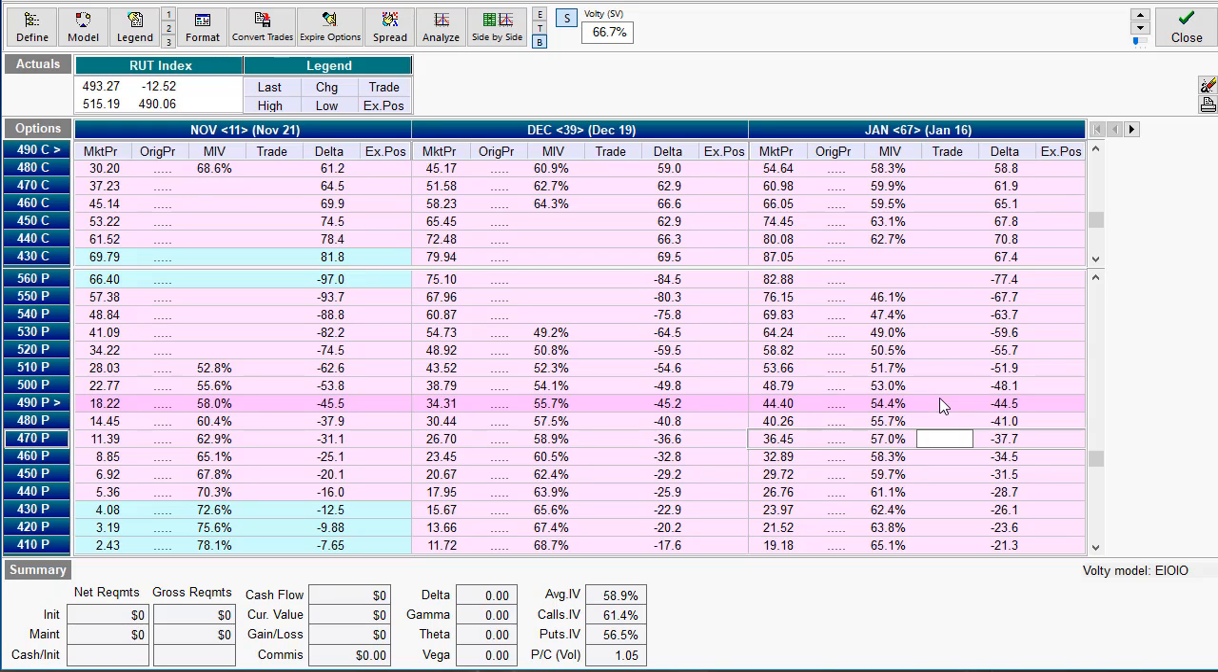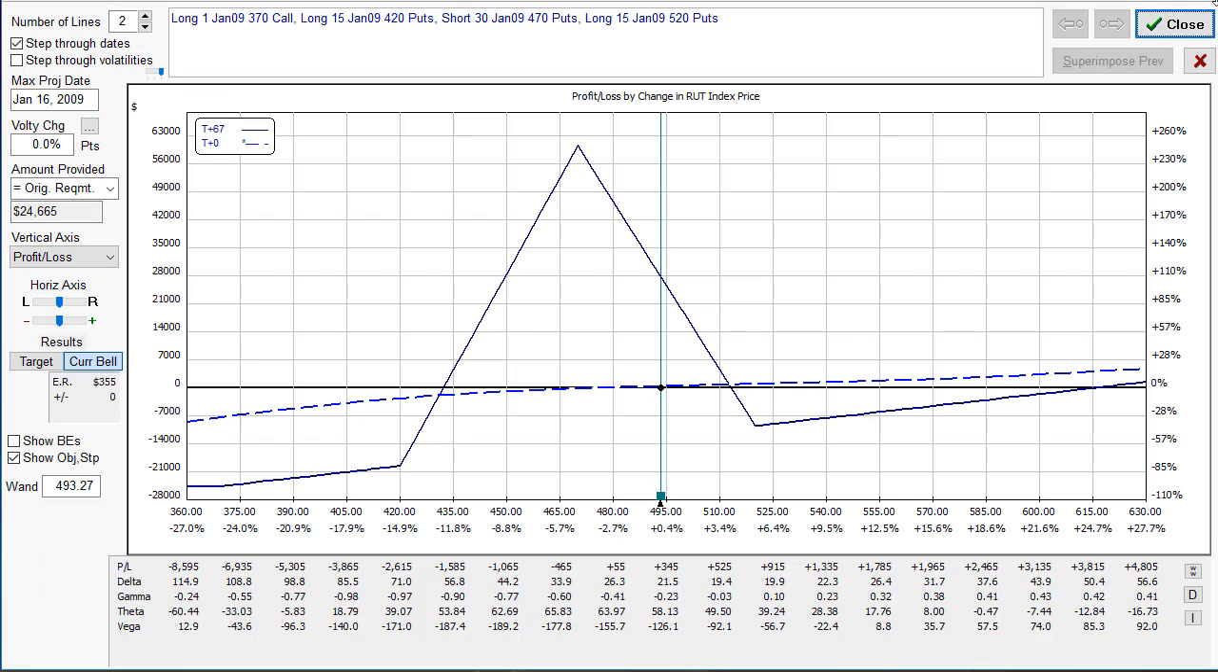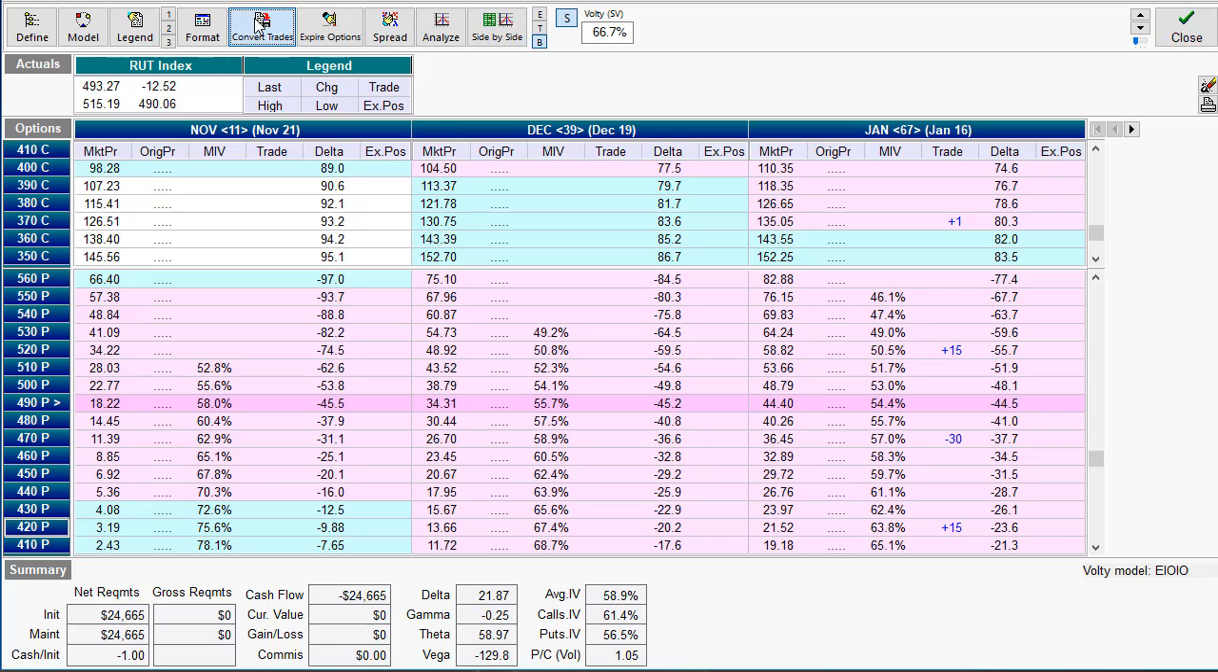So 490, I'm going to go 20, 10, 10, and we'll come up here to 80 and buy one. Again, delta's way too positive, so we're going to probably have to do 15 or even more to get that delta around where we need to be. It's going to be the same kind of setup, and we just convert the trade. So we go to the end of the first week.